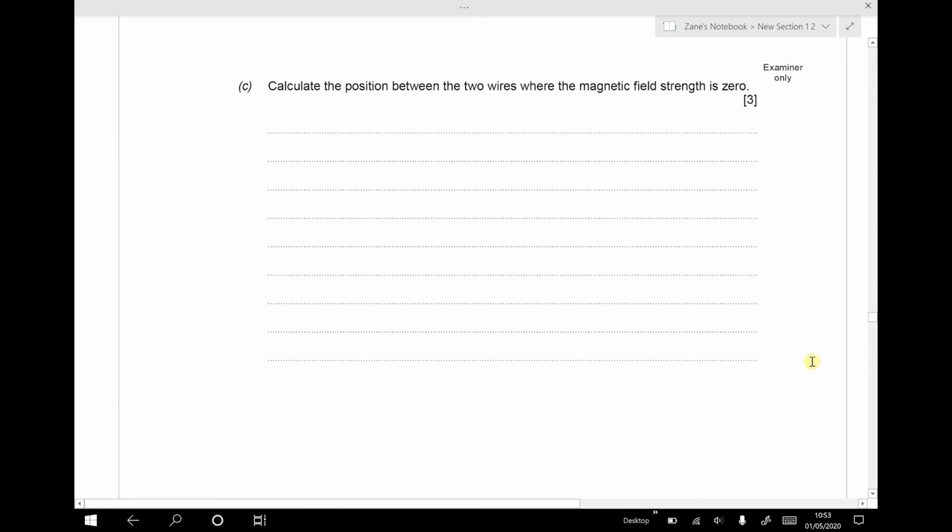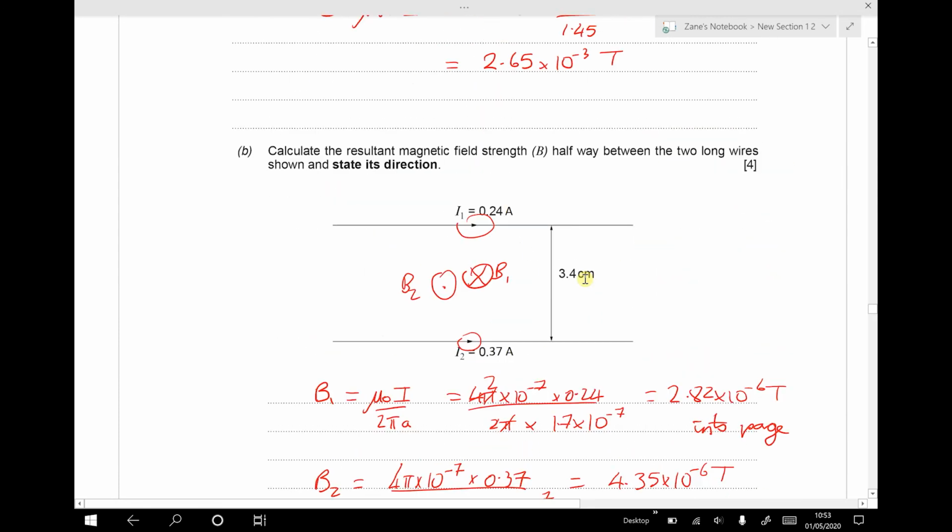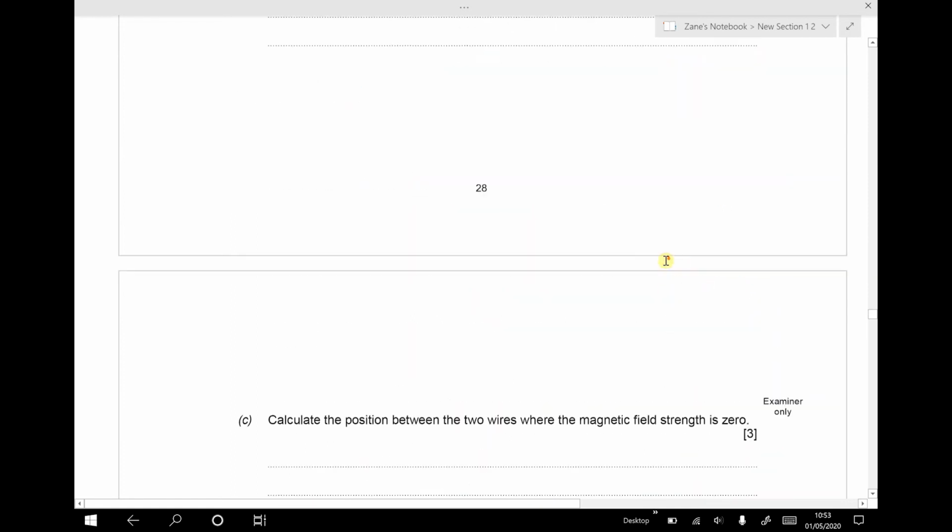For part C, we've got to calculate the position between the two wires where the magnetic field strength is 0. So fairly clearly that's going to be closer to the top wire. So let's mark this distance here to the top wire, I'm going to call it x for argument's sake, and therefore the distance from the bottom wire is going to be 3.4 minus x in centimetres. At that point the two fields will be equal and opposite, so we can equate expressions for both fields.